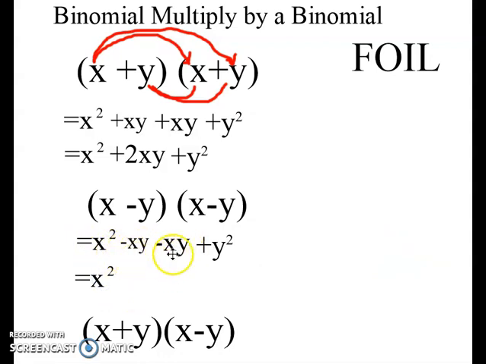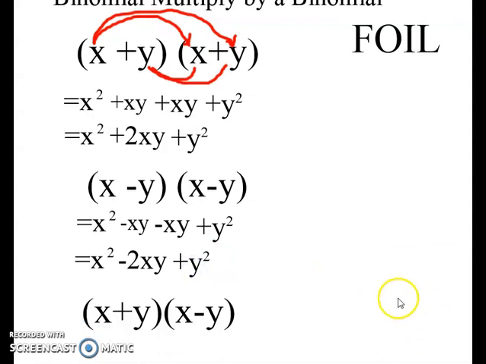Both xy terms are negative, so I add them together like I did when it was positive numbers, but in this case I just keep the sign negative. So xy plus xy will give me 2xy. Likewise, negative xy minus negative xy will give me negative 2xy. I just keep the sign negative, and then I'll have y squared.